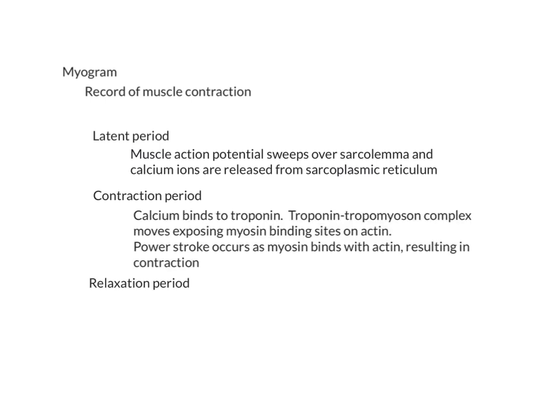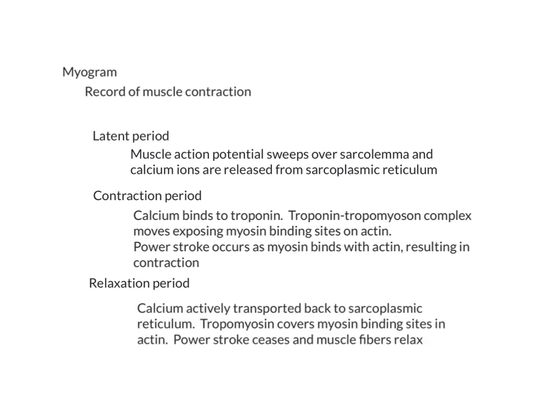The final period would be the relaxation period. This is the period where calcium is actively transported back to the sarcoplasmic reticulum. Tropomyosin is going to cover the myosin binding sites on actin because calcium is going to be removed, and then the power stroke will cease and the muscle fiber can relax. Duration of these periods depends on the type of skeletal muscle. Fast twitch muscle is about 10 milliseconds, and slow twitch muscle would be closer to 100 milliseconds.